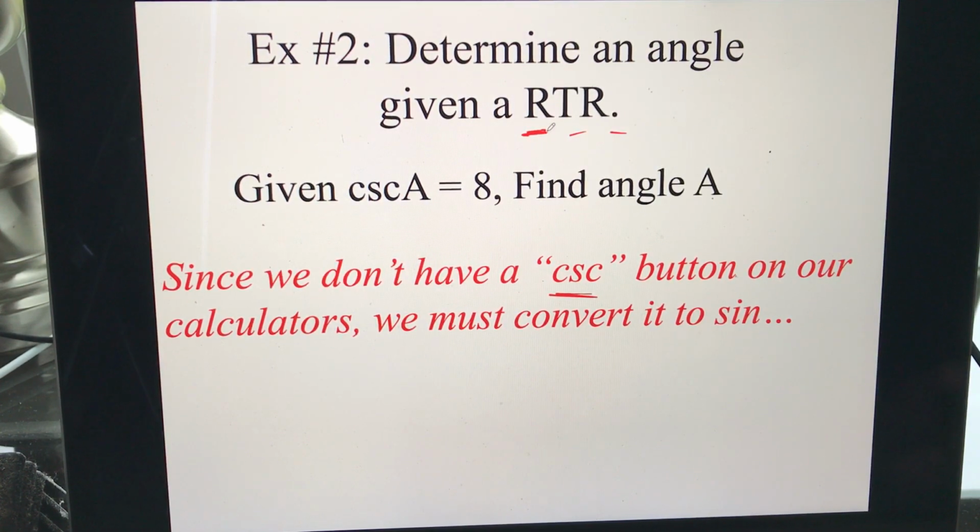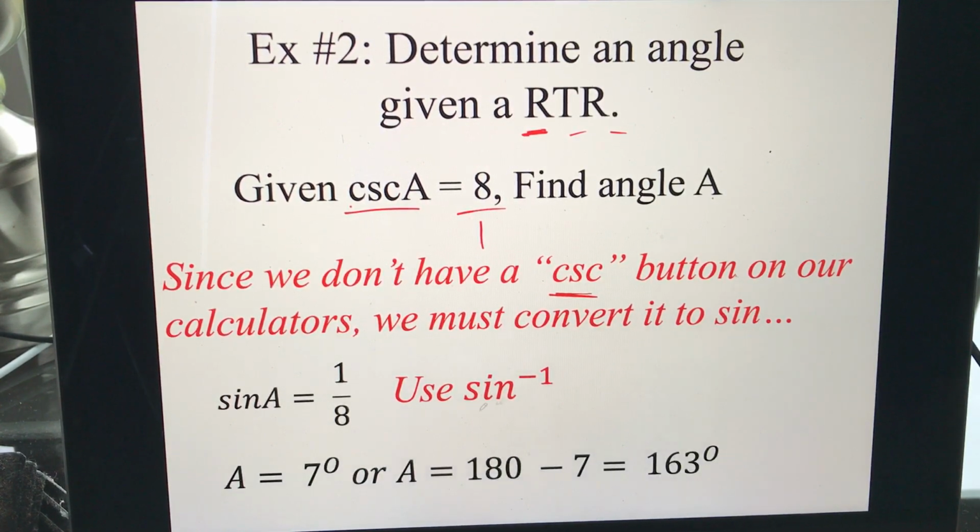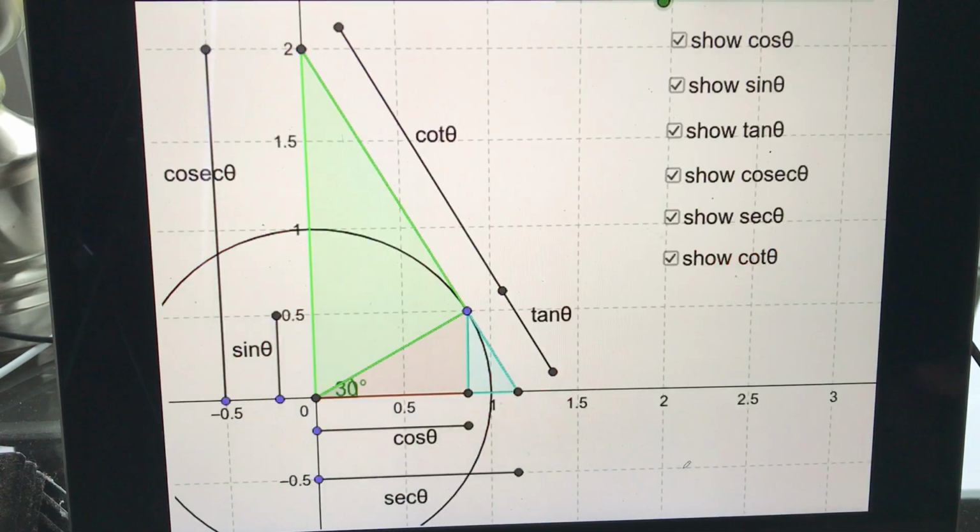So to be able to solve this problem, we have to convert it back into sine. Because cosecant is the flip of sine, I'm going to flip cosecant into sine, and I'm going to flip the 8 into 1 over 8. I just flip both of them. I flip the number, and I put the ratio back into sine. I do this because I have a sine button on my calculator. And then I use sine inverse, second function sine, and that gives me my angle, 7 degrees, or by the property of sines, 163 degrees.